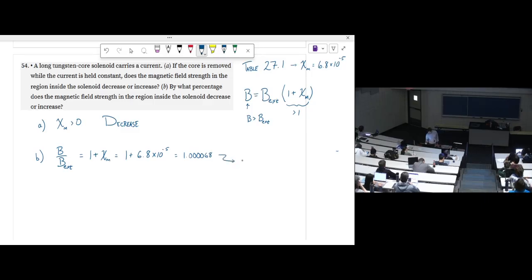which means if you want to know the change, you look at this part right here, and take off 2 zeros. So that means that there is a 0.0068% change in the magnetic field strength, meaning a very, very tiny amount. Like this, you'd have to have a very precise instrument to measure the change here.